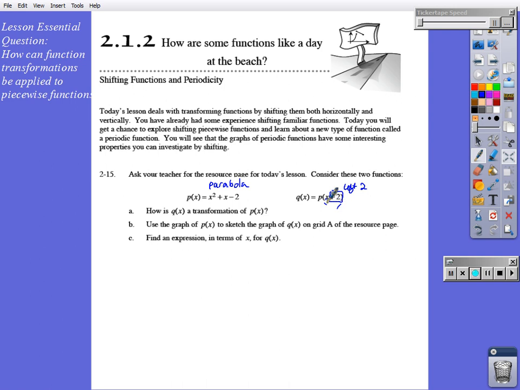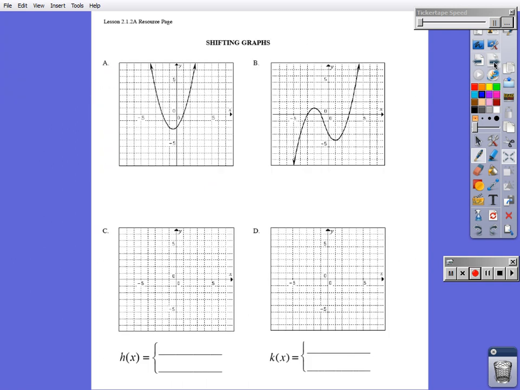It says use the graph of P of X to sketch the graph of Q of X on grid A of your resource page. Find an expression in terms of X for Q of X. So let's go to the resource page here. I think what's pictured there is P of X, and we're trying to graph Q of X. There are some important points here. I know that the vertex would be one of those points. However, it doesn't fall on a grid line, so I'm not going to use the vertex to shift this graph. I instead am going to dot some of these other points that do fall on grid lines. Makes it a little bit easier on myself.